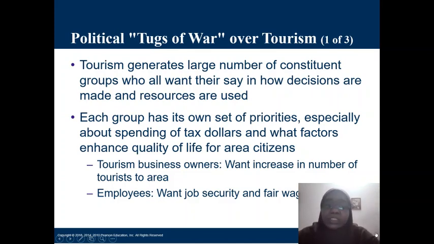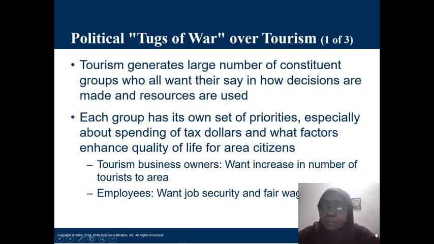So the first group are the tourism business owners. They want to increase the number of tourists to that area, because that is how they are going to generate revenue. Their revenue generation majorly depends on the number of people that visit. Then another constituent group is the employees. What they are mostly concerned about is their job security. They want their jobs to be secured, and they want fair wages. Each group has its own interest, and they want it protected.